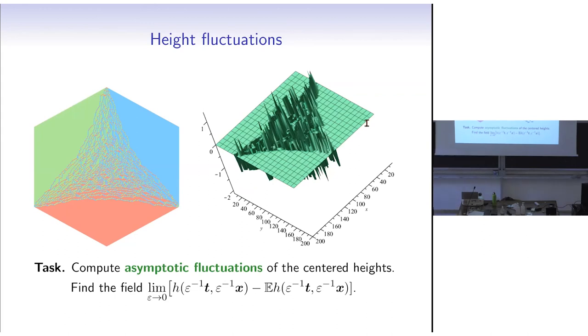So for the hexagon, here is something that I drew for you. For this 100 times 100 times 100 hexagon, this is the field of these fluctuations of the height function. You see that outside there are no fluctuations, everything is completely flat, nothing interesting, but in the liquid region, you have interesting fluctuations. They're very rough. But on the other hand, they're not super large. On the picture, maybe from minus two to two, that's the size of these fluctuations. So they're reasonable, and notice there's no rescaling here. So really fluctuations will stay finite as epsilon goes to zero. Okay, so that's the next task, to compute the asymptotic fluctuations of the centered heights.